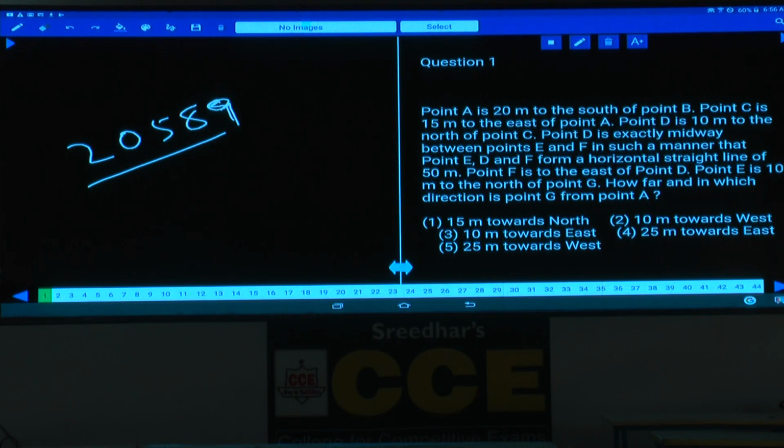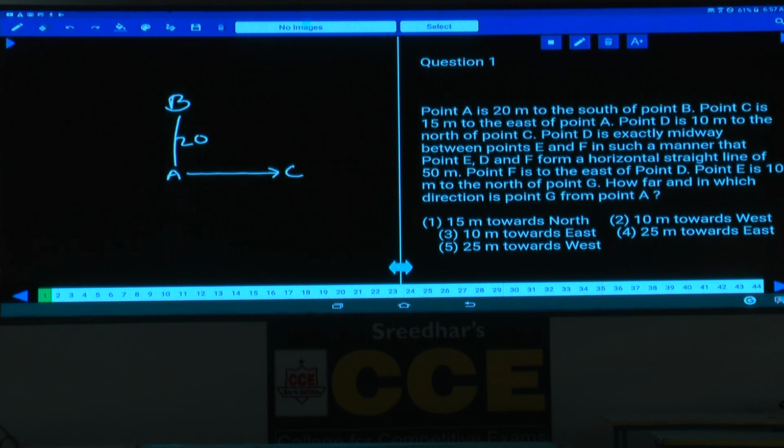Information given here in question number 1. Now it is based on directions. Point A is 20 meters to the south of point B. B is here, and A is 20 meters to the south of point B. C is 15 meters to the east of A.